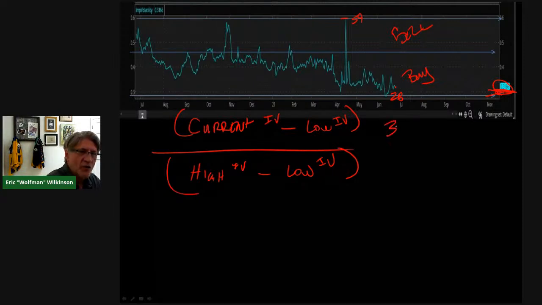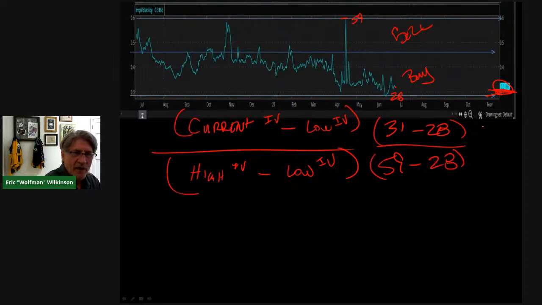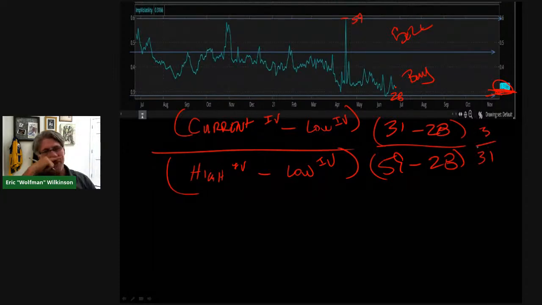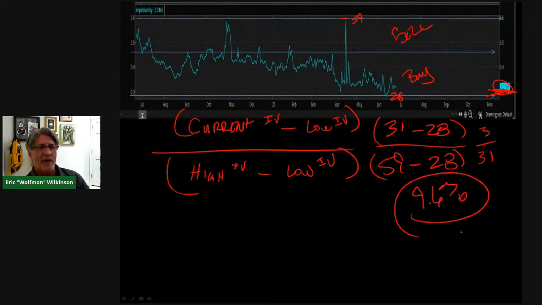So I would take 31 minus 28 and take that sum and divide it by 59 minus 28. And we come up with 3 divided by 31. So that's going to be like 9.6 or something, 9.6. So basically it's in the 9th percentile. I mean, it's in the lower 10% of this entire range, which leads us to believe that volatility is pretty cheap, okay?